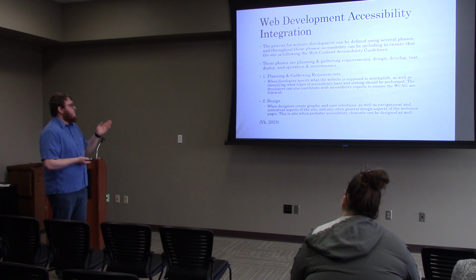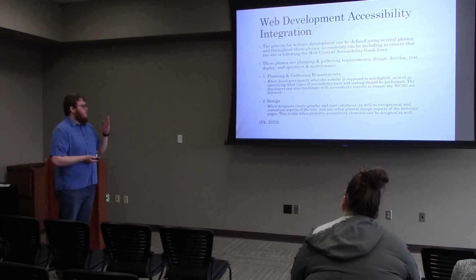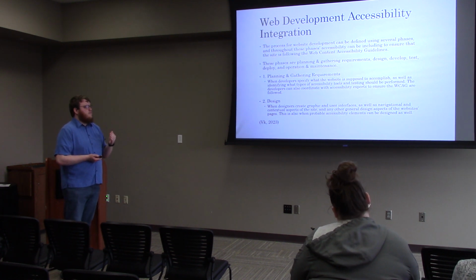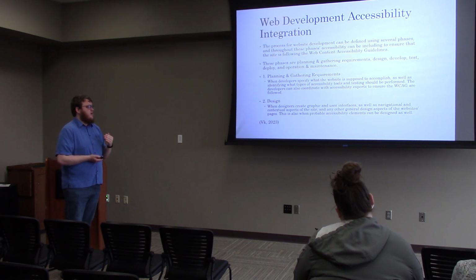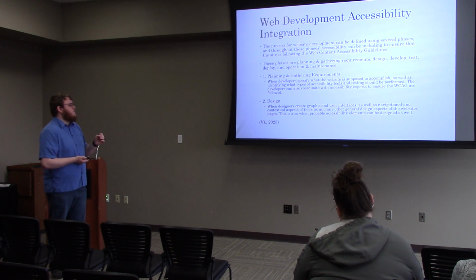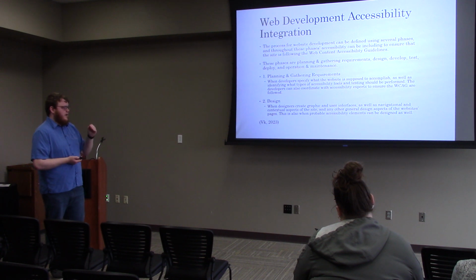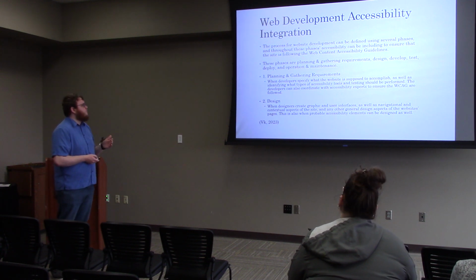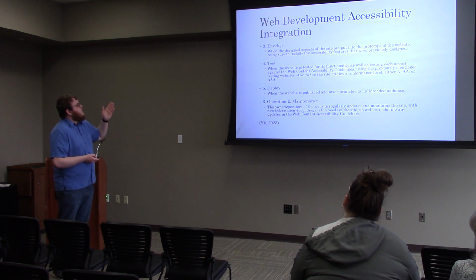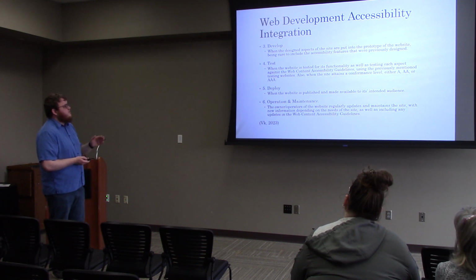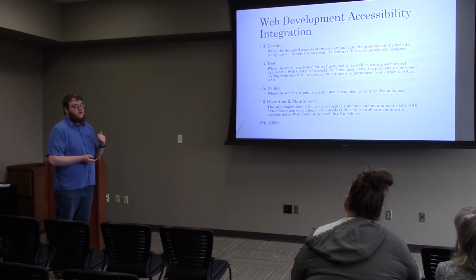Phase 2, design. This is when designers create graphic and user interfaces, as well as navigational and contextual aspects of the site, and any other general design aspects of the website's pages. This is also when probable accessibility elements can be designed as well. Step 3, develop. This is when the previously designed aspects of the site are put into the prototype of the website, being sure to include the accessibility features that were previously designed.